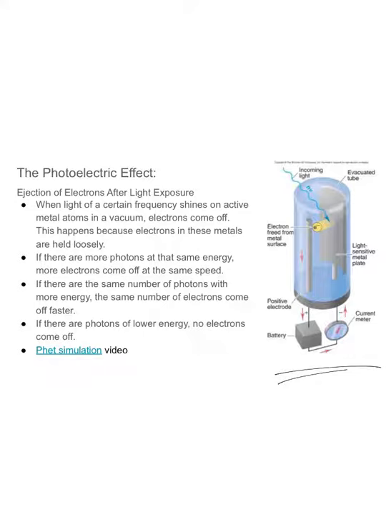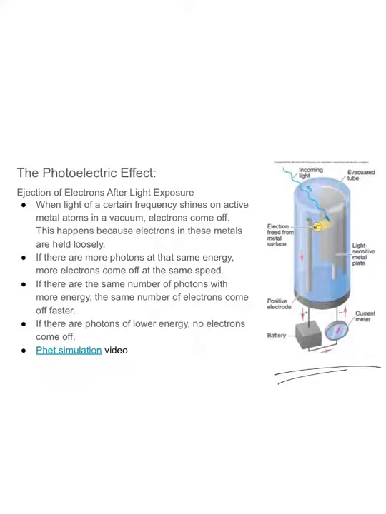What ends up happening is that the metal atoms in a vacuum, electrons are ejected because there's some incoming light that comes into this apparatus, and as a result of that, the electron is ejected. It's then detected, and we are able to have an idea as to how much current or energy was put into the system to make this happen.